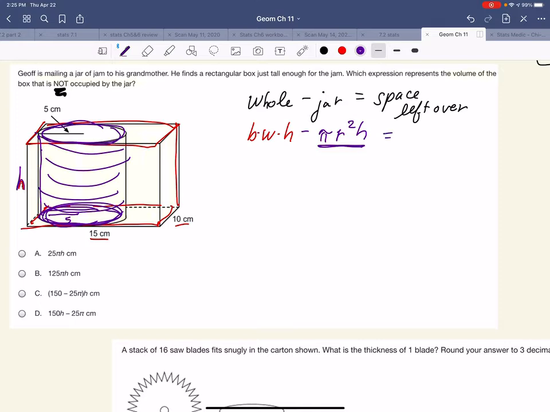Okay, now we can use this to find the space left over. So what is my base? It looks like 15. And what is my width? 10.